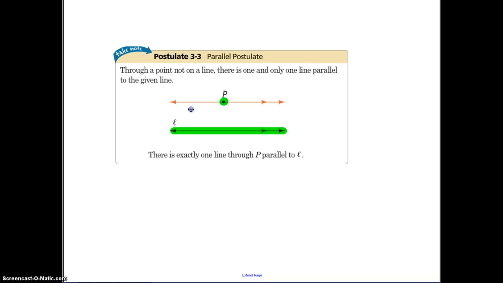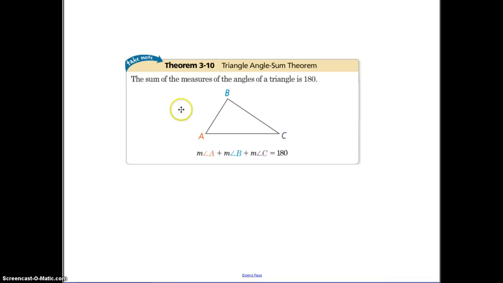So basically what it's saying is, if I draw another line that goes through P, any other line will not be parallel to my green line. There's only one. Okay? So that's important to remember. Now, triangle sum theorem.